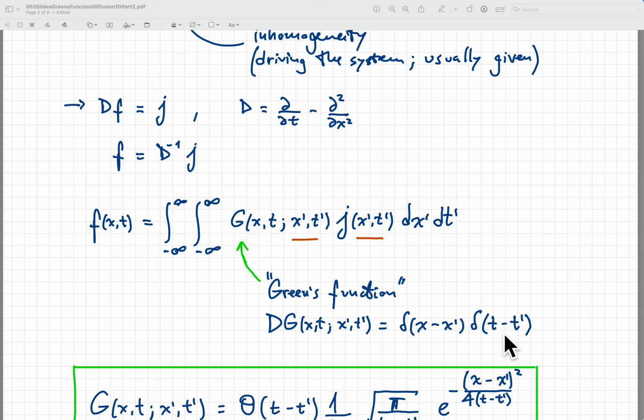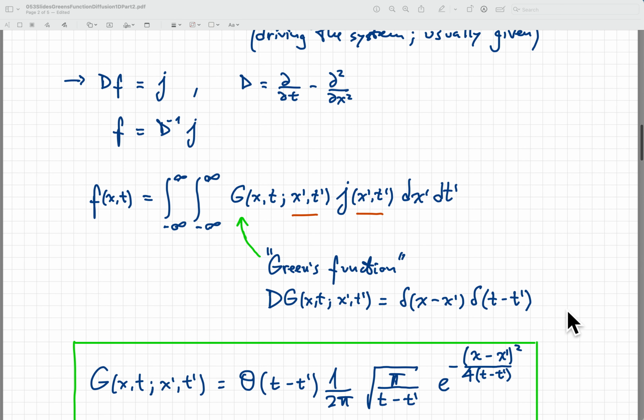And so we need to solve this equation, and we saw, or it's easy to see that once you solve that equation, then if you apply the operator D on the left-hand side of this equation, then it travels right through the integrals. It applies to G on variables x and t. It produces these deltas, and so then the integrals become trivial, and right away you recover j as expected. In other words, you obey this equation right away.